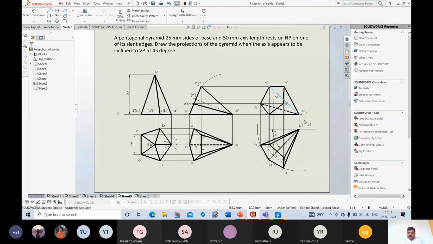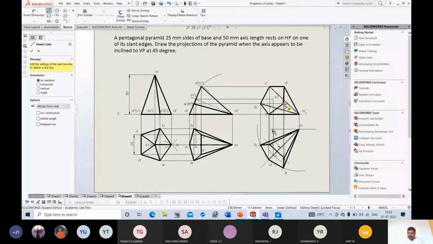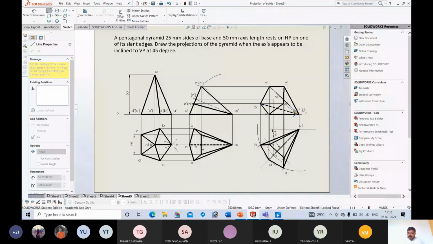Next E dash O1 dash. So I should draw a line. Since E is also connected by two continuous lines, I will go for drawing one more continuous line. This line is not crossing any other line, so no problem. I can retain it as a continuous one.